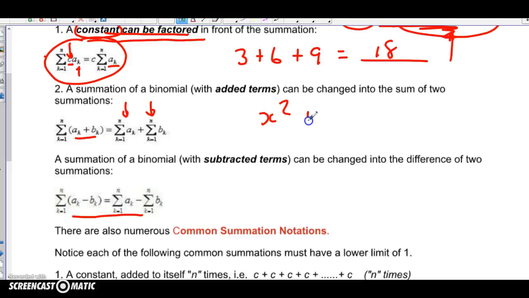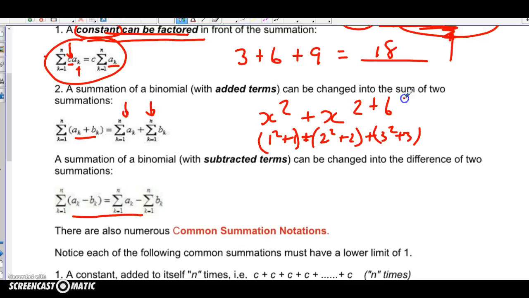So if I had x squared plus x, for example, and I wanted the first 3 terms, let me just do this real quick. I'd have 1 squared plus 1, which is the first term, and then 2 squared plus 2, and then 3 squared plus 3, and you can put brackets here if you want. You don't have to. Let's just figure out what that is. So that's 1 plus 1 is 2, plus 4 plus 2 is 6, plus 9 and 3 is 12. So you add those up and then you get 20. Hopefully I don't mess this up.